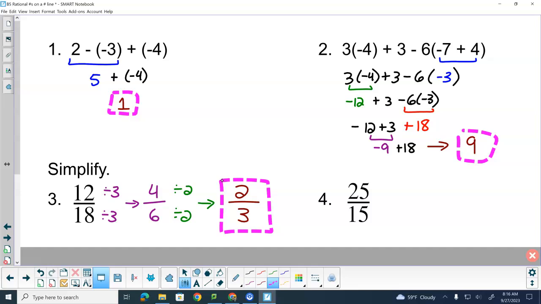25 and 15, what's the biggest number that goes into both? 5, right? So what is 25 divided by 5? That's 5. And what is 15 divided by 5? 3. So my final answer here would be 5/3. What's my favorite? Anything that isn't 5 or 0. 5 or 0, your only two choices, are always divisible by 5. Oh, we've got to finish it up. Sorry. What's up?